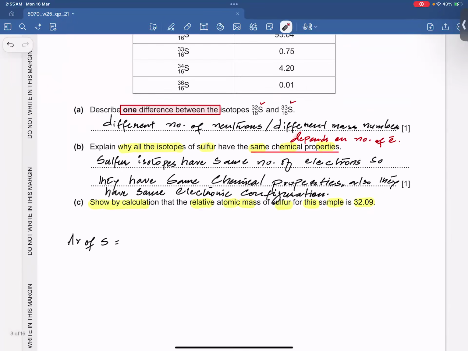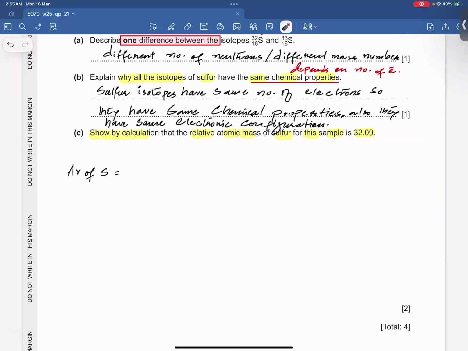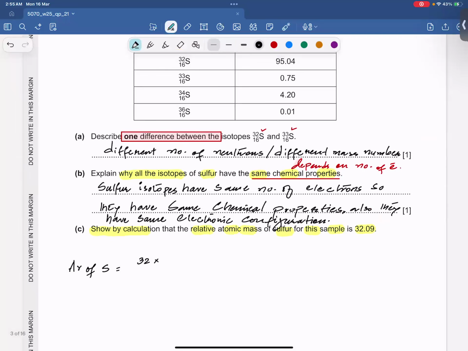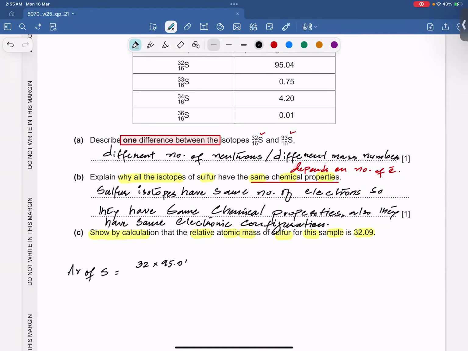See, we have discussed that in theory classes, right? So I'm going to apply the same formula here. The mass of the first isotope is 32 into the percentage abundance of the first isotope, 95.04, plus the mass of the second isotope, 33, into the percentage abundance of the second isotope, 0.75, plus the mass of the third isotope, 34, into the percentage abundance of the third isotope, 4.20, plus the mass of the fourth isotope, which is 36, into the percentage abundance of the fourth isotope, which is 0.01, divided by the total abundance.